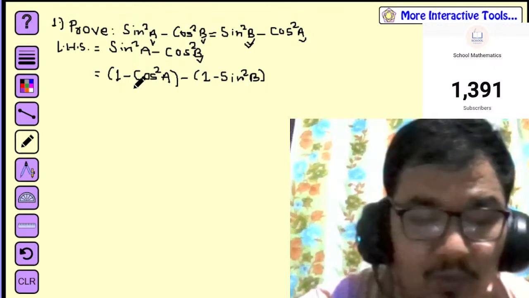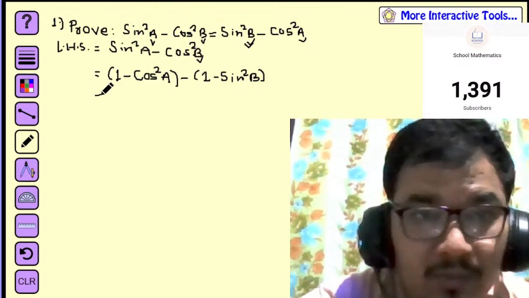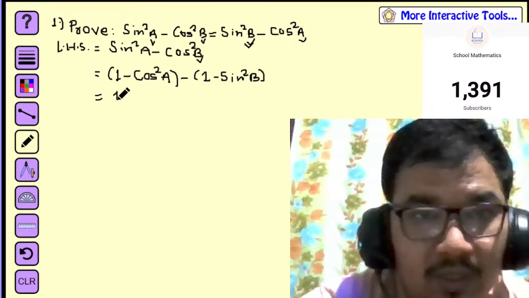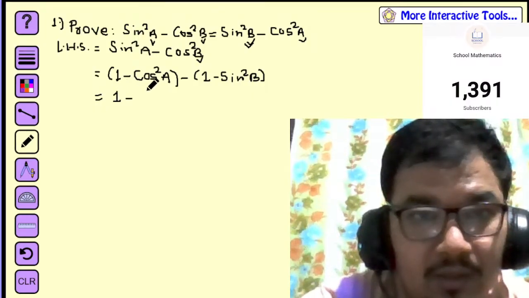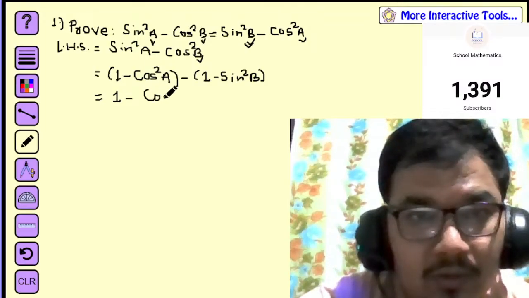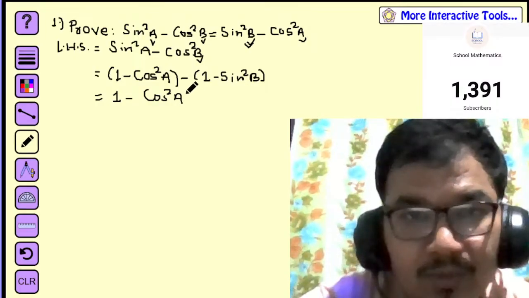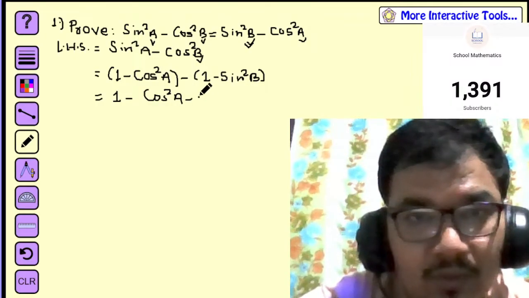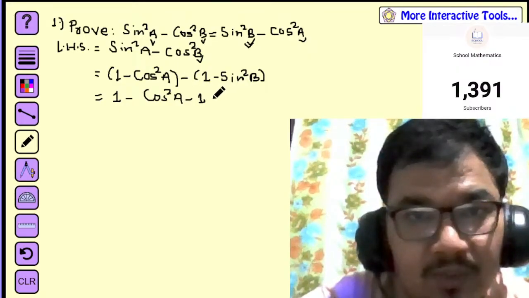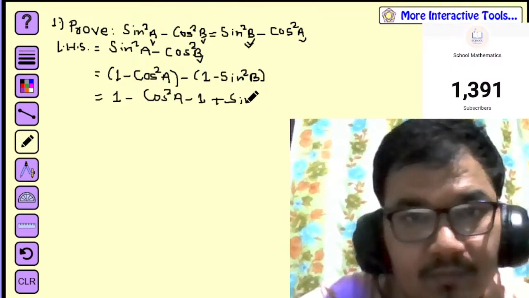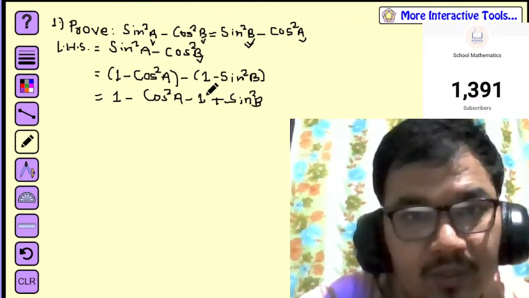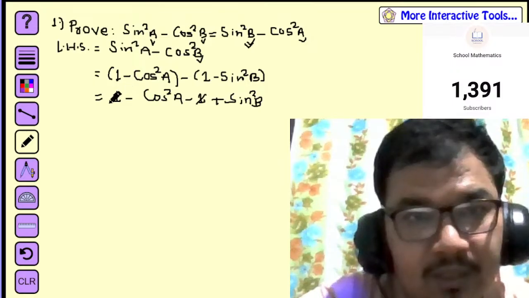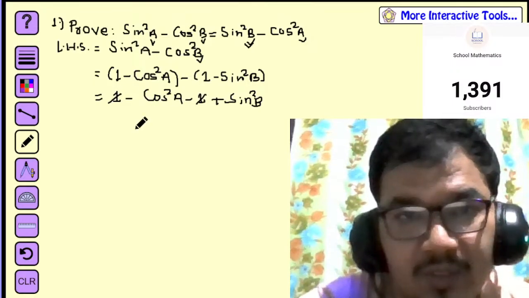Now what we need to do here, now remove the bracket, right here 1 minus cos square A, right? And now remove this bracket here, minus 1, then minus minus we'll make it plus, and right here sine square B, right? Now we know this minus 1 and plus 1 is cancelled, 0, right? 1 minus 1 is 0.